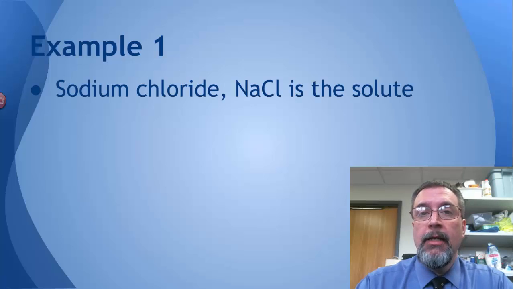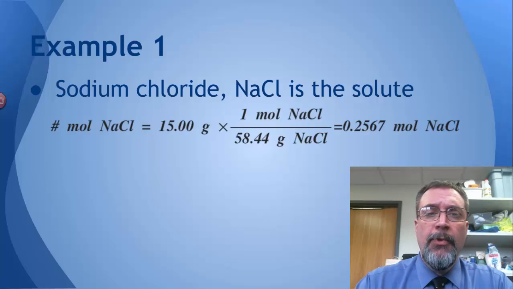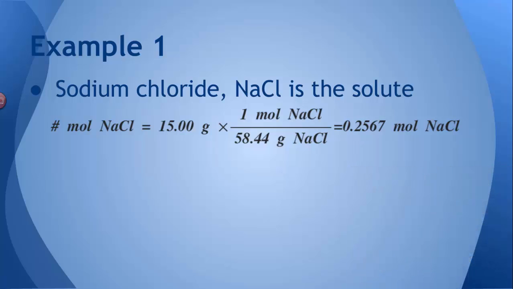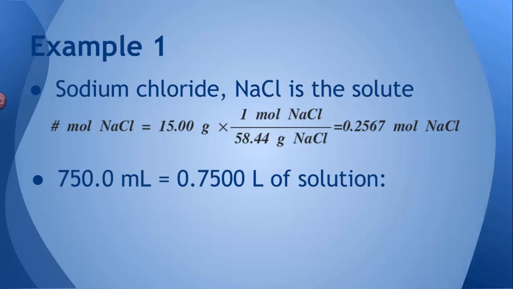Well, sodium chloride, NaCl, is the solute. So to find the number of moles of solute, we take 15 grams and we multiply by 1 mole of sodium chloride over its molar mass, 58.44 grams, and we get 0.2567 moles of sodium chloride. That's moles of solute. That's the top part of my fraction. Okay? 750.0 milliliters is the volume of my solution.